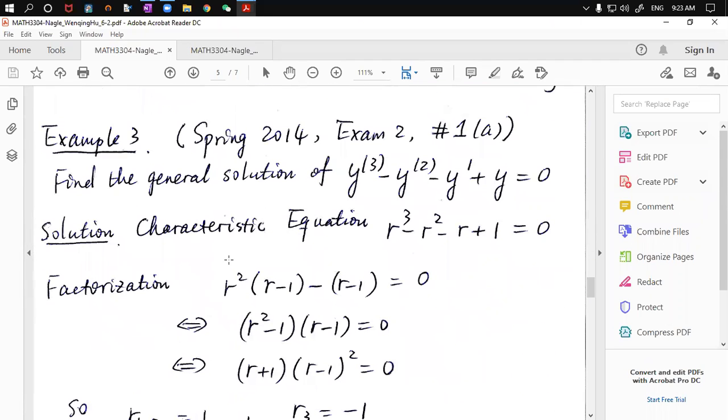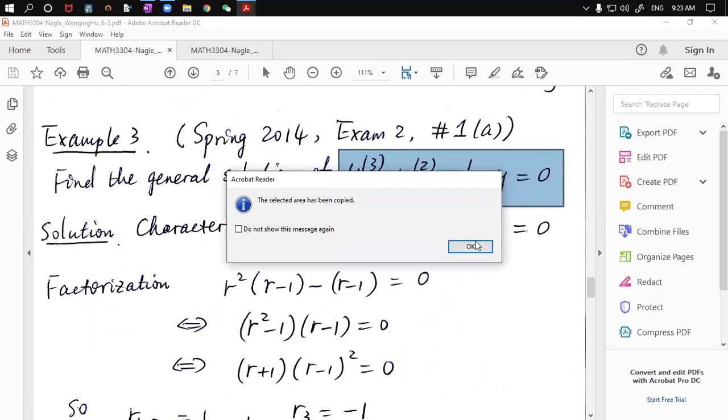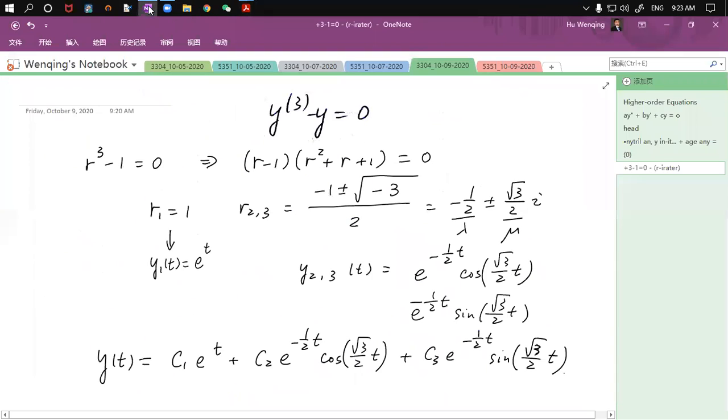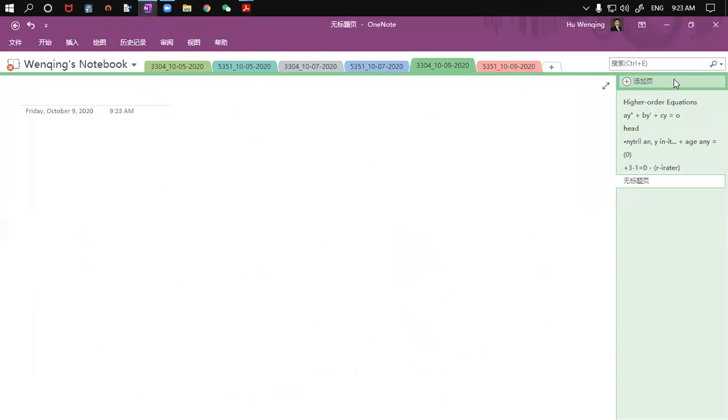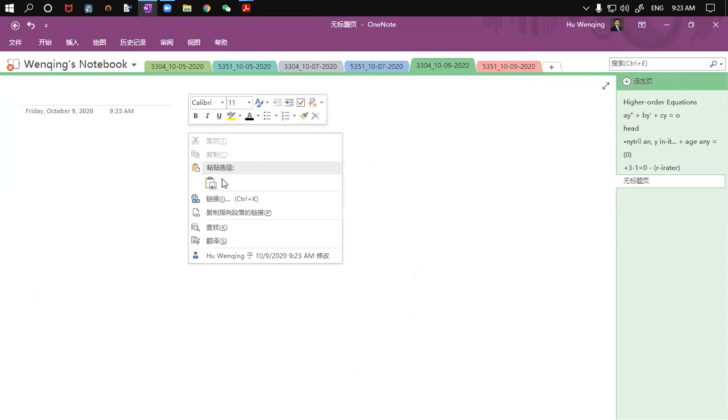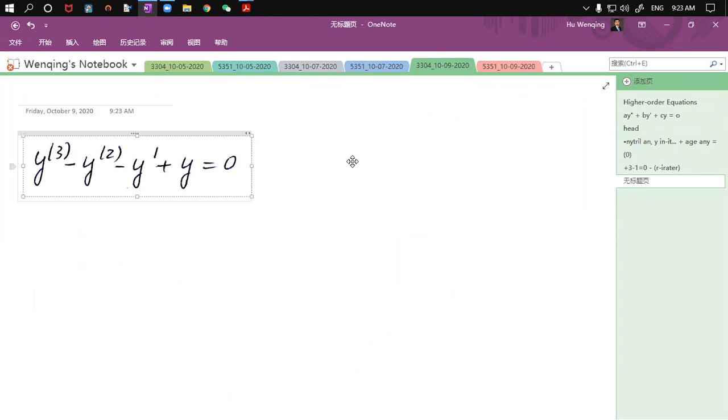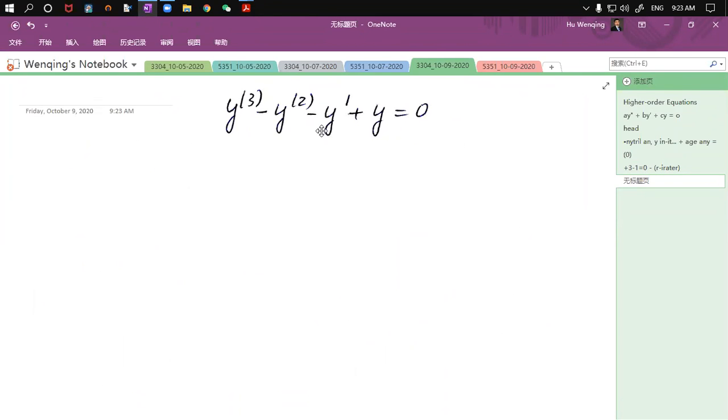What about this one? Can you find a general solution of this equation? Let me put it here. So I want to find a general solution of this one. How about this one?